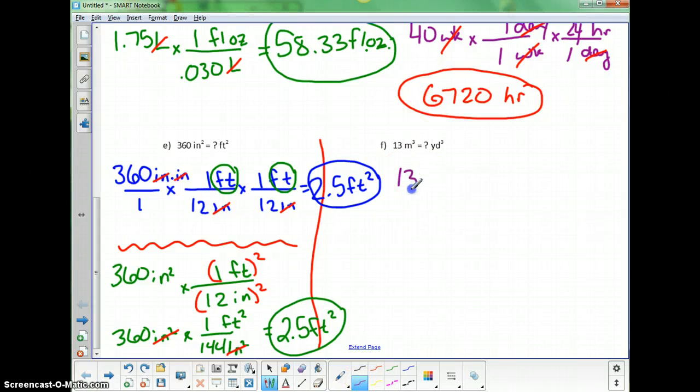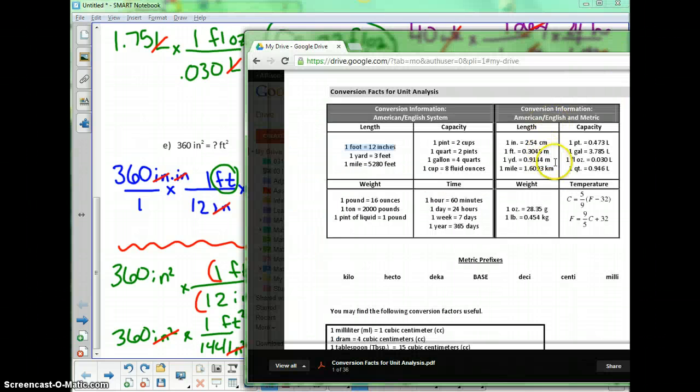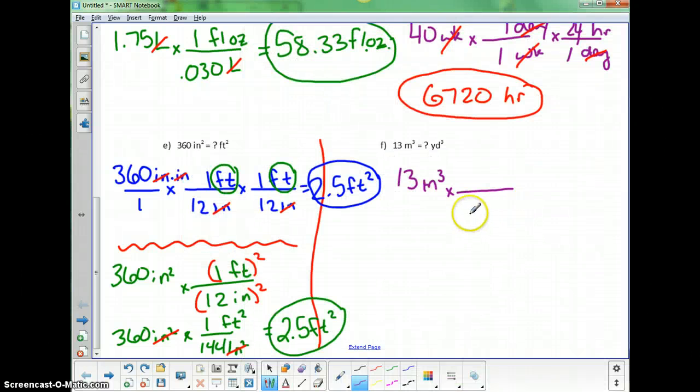This is 13 meters cubed. So I'm going to have to convert that into cubic yards. So we need a fact that's going to turn me from meters to yards. So I'm going to use this one here. 1 yard is 0.9144 meters. So 0.9144 meters is 1 yard. Since meters were on the top, they have to be in the bottom in this one. And since they're cubed, I have to cube my conversion fact.